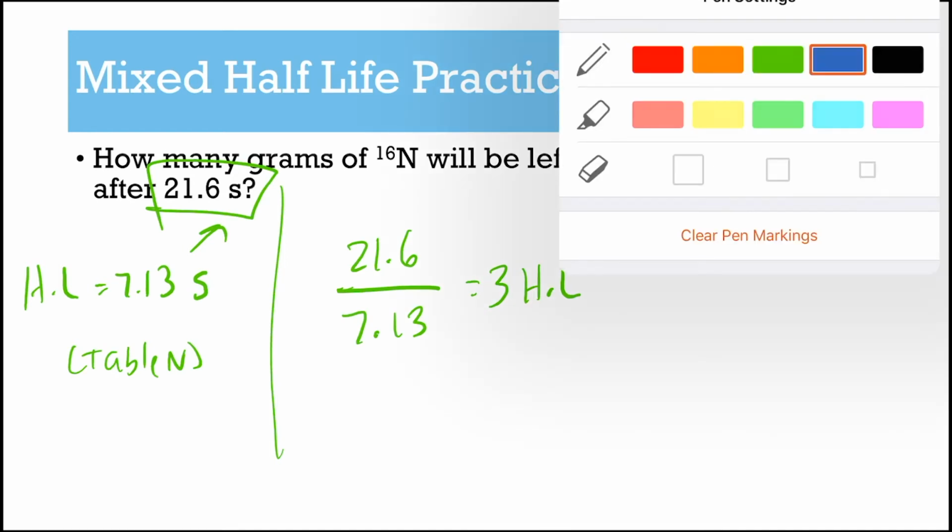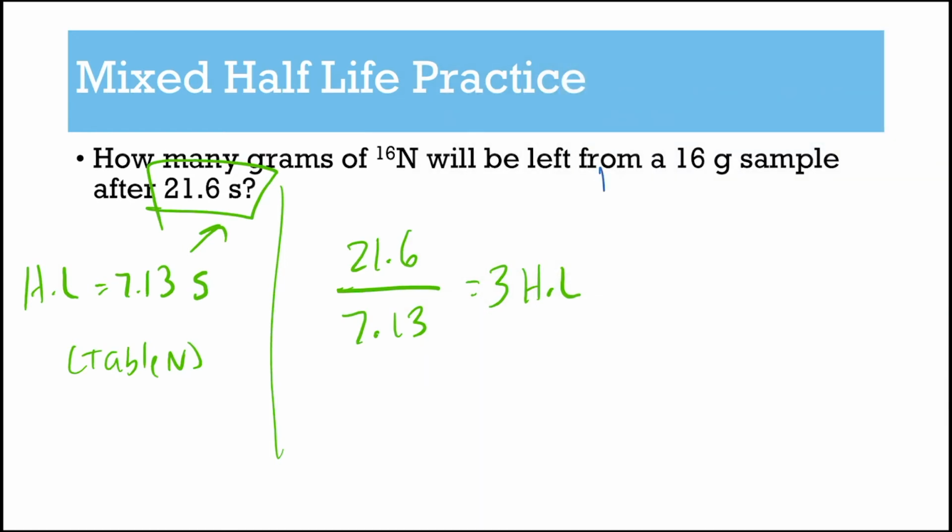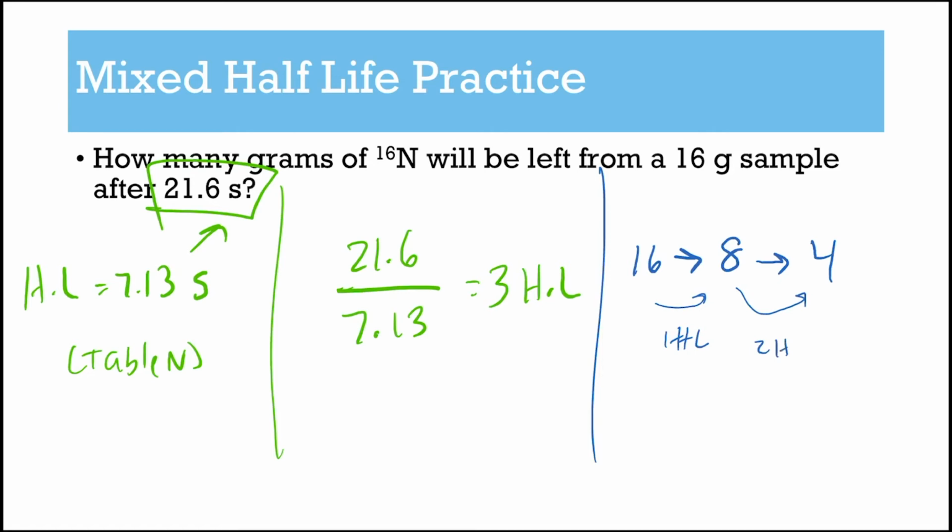So it wants you to figure out how much is left. So if we start at 16, after 1 half-life, half of 16 is 8. Again, that's 1 half-life. After another half-life, we get half of 8 is 4. That's 2 half-lives. After another, half of 4 is 2. And that's 3 half-lives. So 2 grams are left.